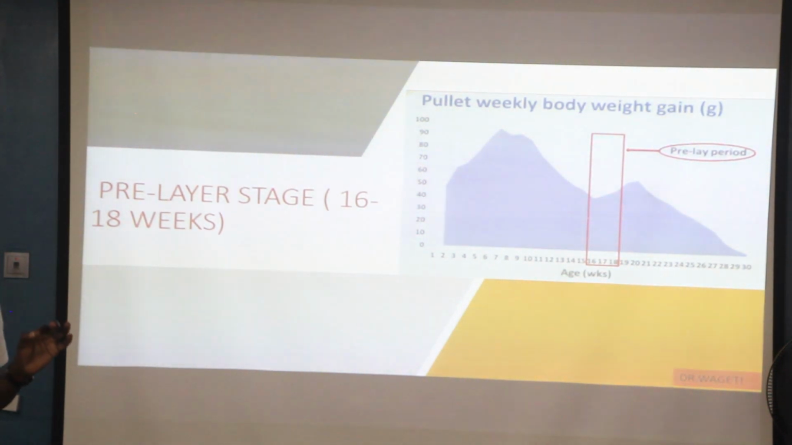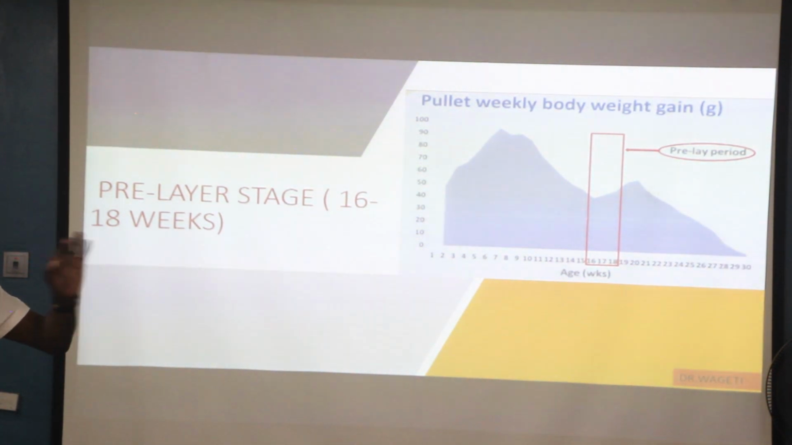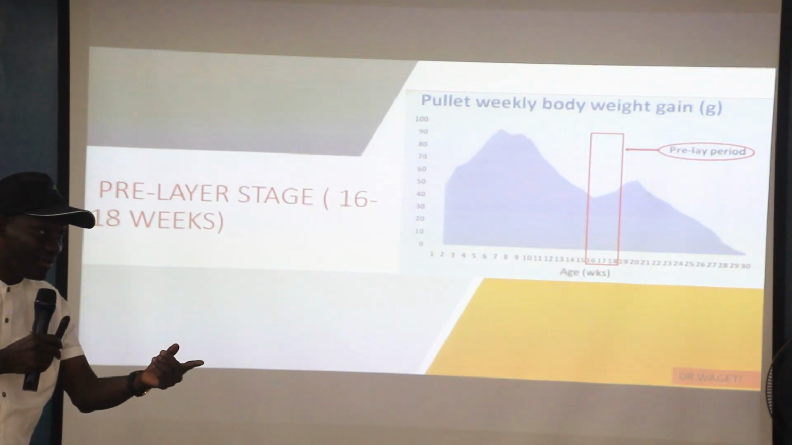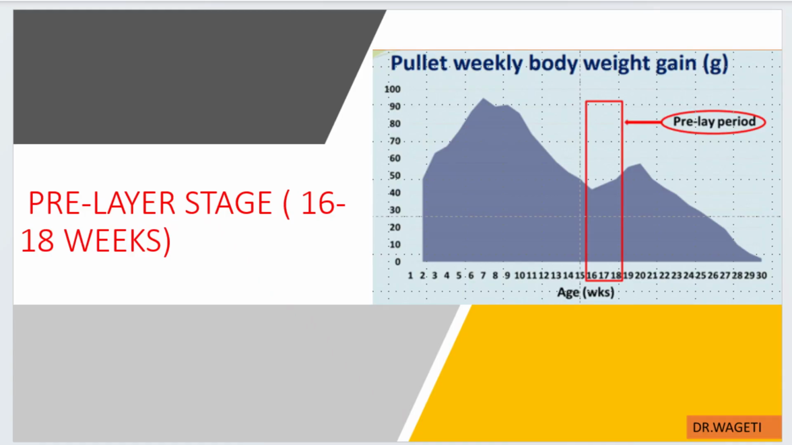Even though you are buying finished feed, you can still use pre-layer with your finished feed. Not necessarily that you have to do your own formula, though there are some companies that now produce pre-layer, or on special request. But what I say is that once you are able to get 1.35 kg by 16 weeks, the birds will start laying by 18 or 19 weeks.